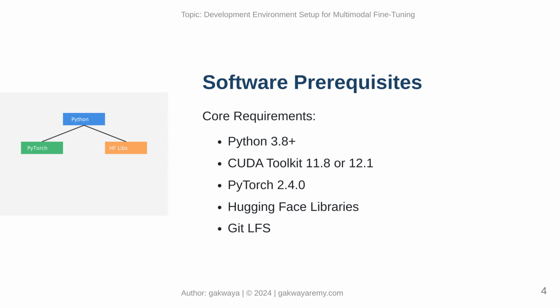Our software stack is built around Python and key machine learning libraries. Each component plays a crucial role: Python as our base language, CUDA for GPU acceleration, PyTorch for deep learning operations, and Hugging Face libraries for model handling. Version compatibility is crucial for stable operation.